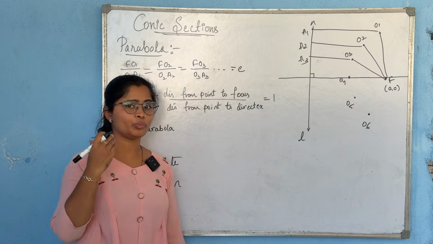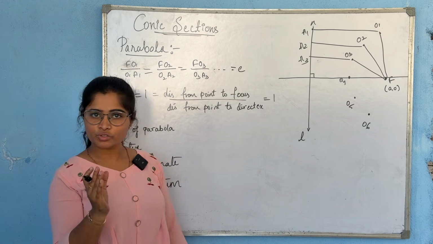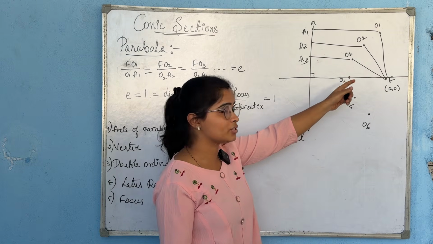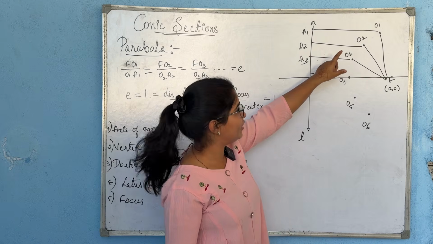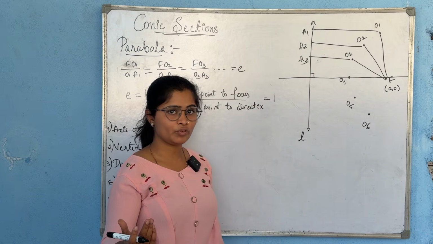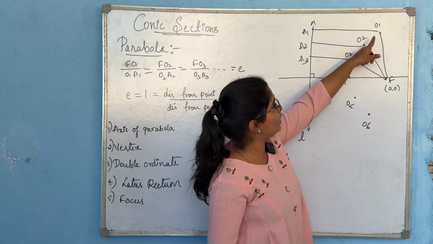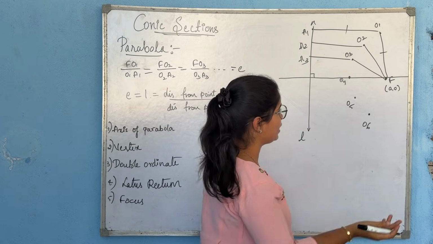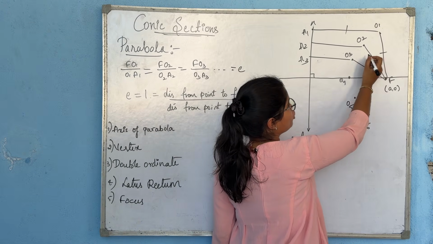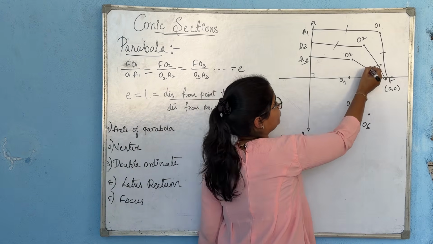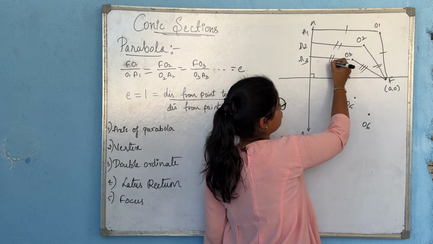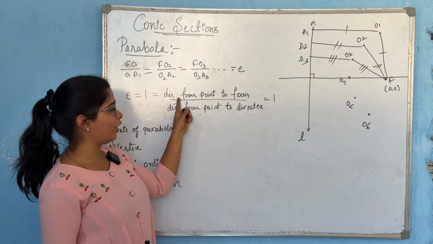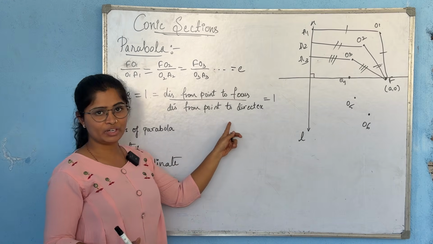Now for this eccentricity to become 1, just analyze what will happen here. The distance between the point and the focus should be equal to the distance from the point to the line, right? When both these distances are equal, then only the ratio will be equal to 1, clear. So therefore when O1F is equal to O1A1, then the ratio will be equal to 1, and similarly O2F should be equal to O2A2 and O3F should be equal to O3A3, clear. So the condition for a parabola is what? The distance between the point and the focus is equal to the distance between the point and the directrix.